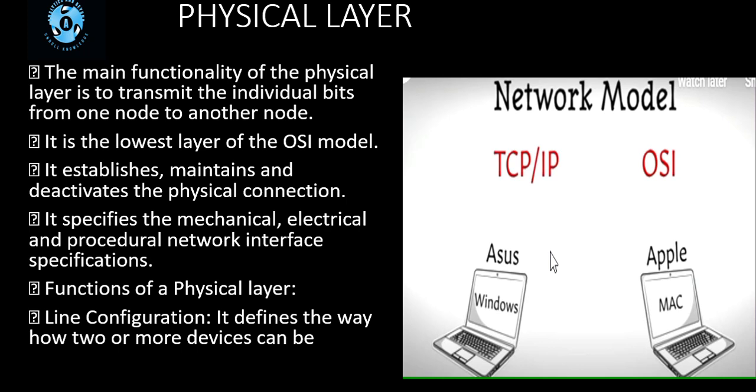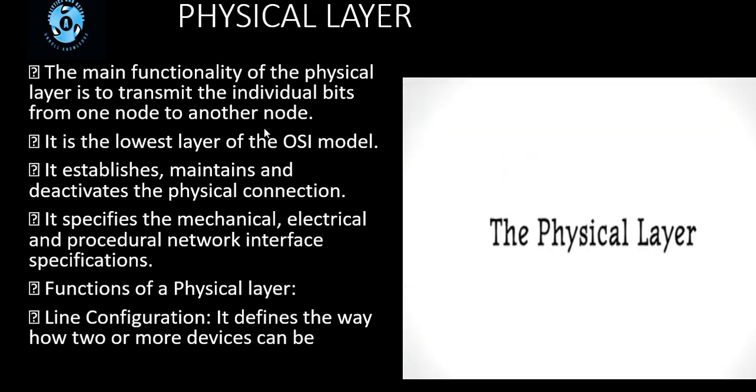Next comes the physical layer. That is the last layer in the OSI reference model, the lowest layer in the network. It specifies procedural network interface functions. It configures the system, how the system has to be connected. As the name itself indicates, physical means it establishes the connection. It may be a physical or logical connection, through the internet or through a network.